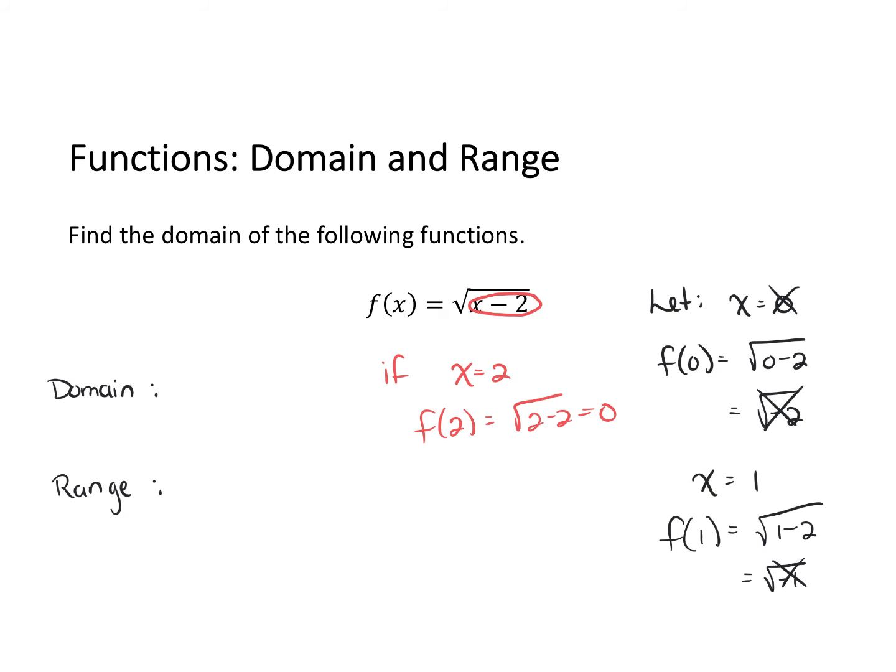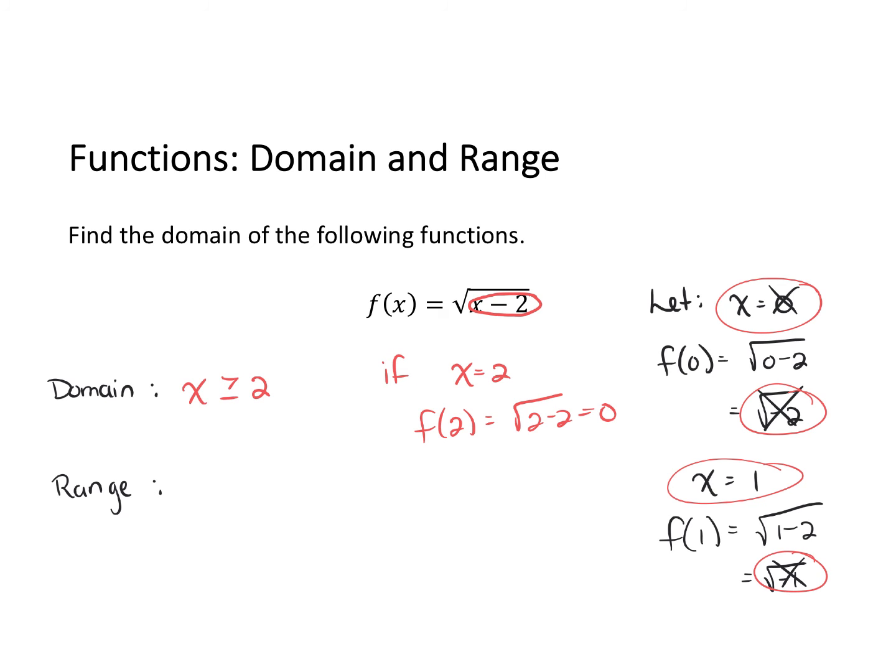So that means the domain contains all x values equal to 2 or greater than 2. And we already saw in my little examples on the side here that if we choose x values less than 2, then we end up with negative numbers inside the square root sign, and that's undefined. Okay, so what does that give us for the range?